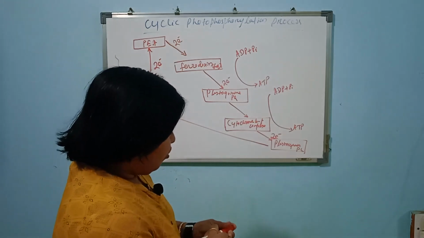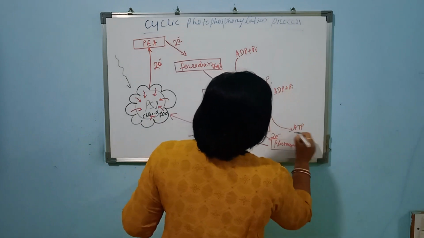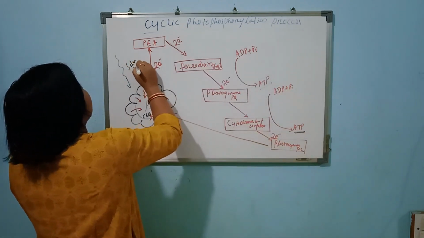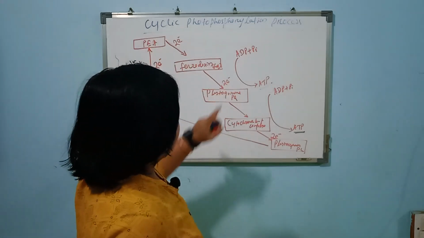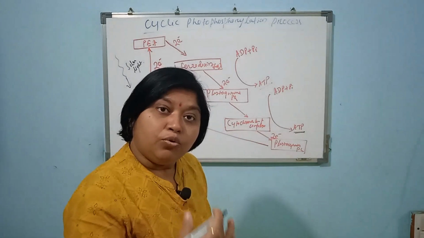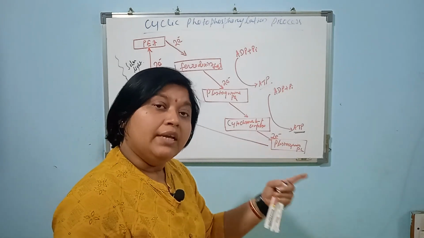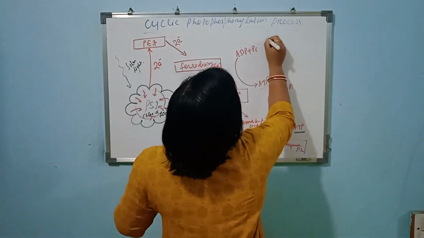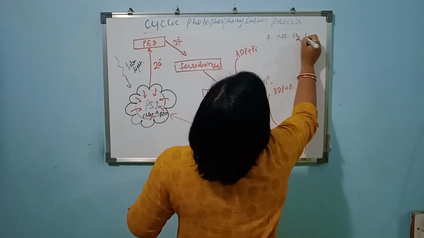Why is it called the photophosphorylation process? Because in this process ATP is synthesized in the presence of solar light. And this process occurs when there is no carbon dioxide fixation, or you can say when there is inhibition of carbon dioxide fixation.